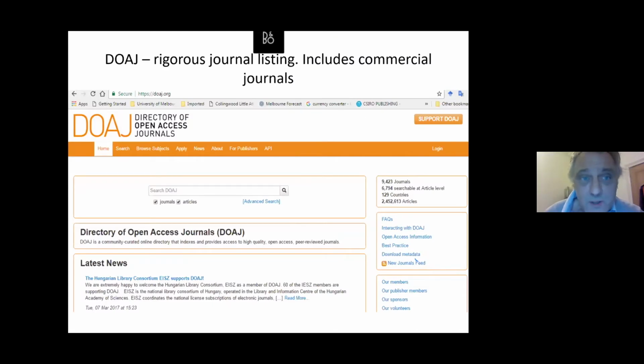There's also a directory of open access, DOAJ, which lists open access journals around the world. It does include some of the ones that cost a lot of money, and they have over 10,000 journals listed now.